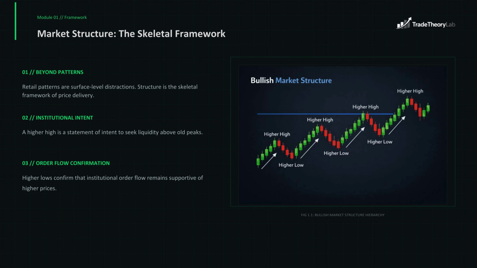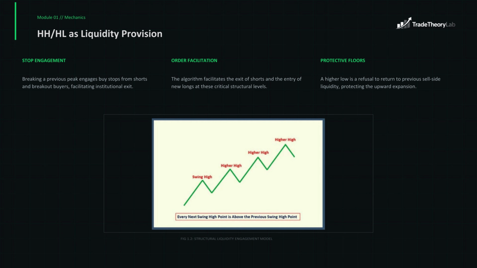A higher high is not just a point on a chart. It is a statement of intent. When price creates a higher high, it is signaling a willingness to expand upward, to seek out liquidity that resides above old highs. When it creates a higher low, it is confirming that the institutional order flow remains supportive of higher prices. Let us slow down and consider what a higher high truly represents.